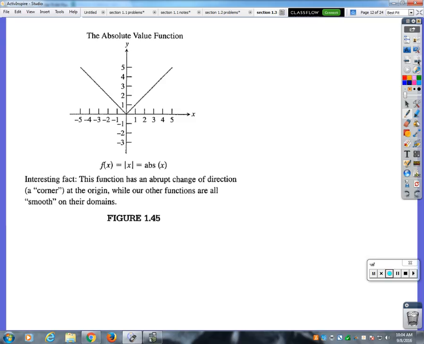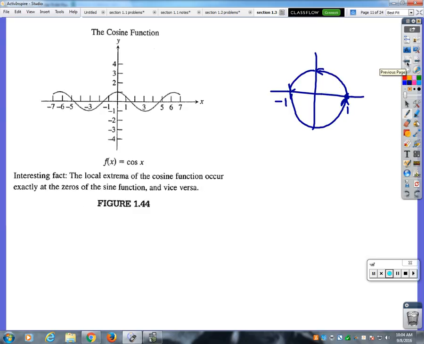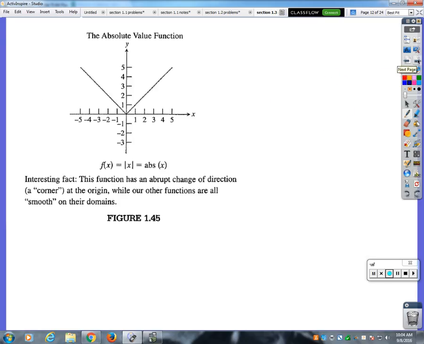Tangent has a very strange graph that is not very useful, so we don't consider that a basic function. We don't spend very much time with that graph. These graphs have tons of uses, so we talk a lot about sine and cosine graphs, but tangent not so much.